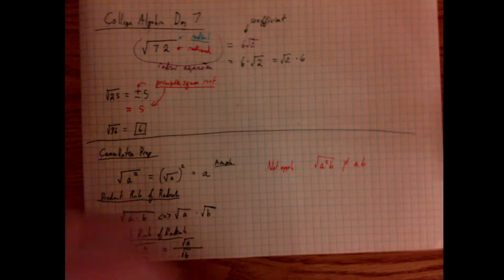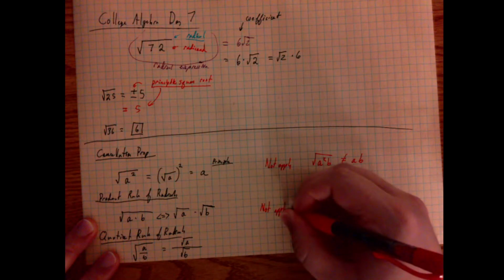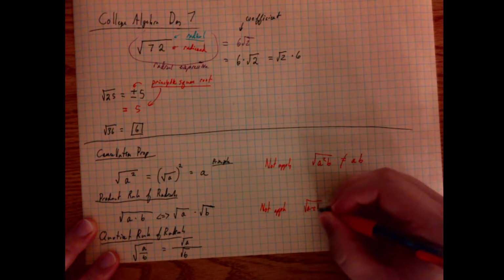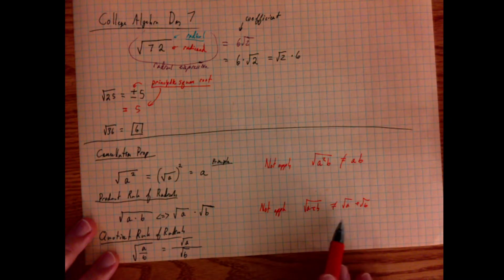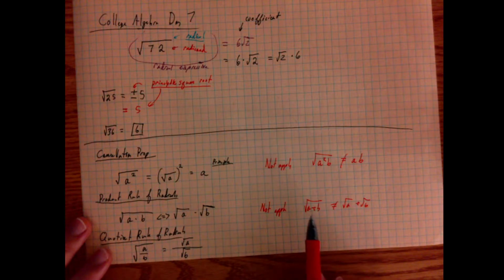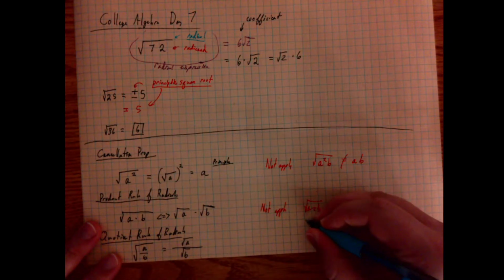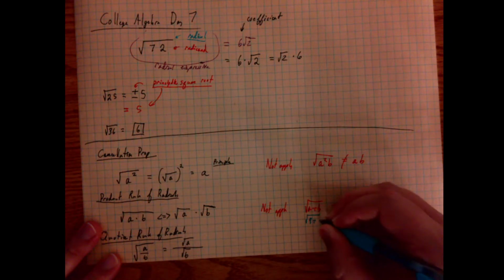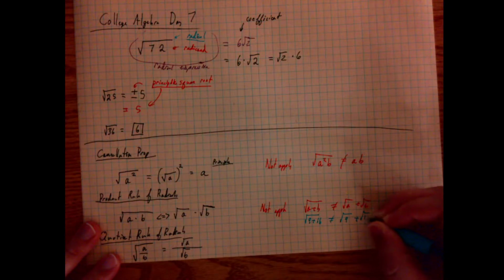Now, ways this does not work. I feel like I should do this more often because I think it's really helpful. The square root of a plus b does not equal the square root of a plus the square root of b. This doesn't work. This is not true. Try this with any number. Pick, what's some good examples here? 9 and 16. If I choose the number a to be 9 and number b to be 16, this statement is simply not true.